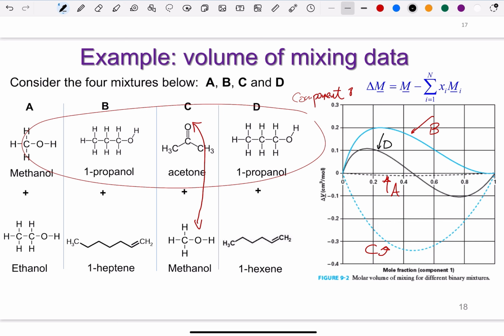So that gives some part that has the negative mixing volume, this side of the curve. So you have attraction between 1 and 2, okay? Definitely I'm not going to ask you to tell me which one is C, D, E, but the important part for me is that you can identify which one is A, meaning that there is no change in the volume.